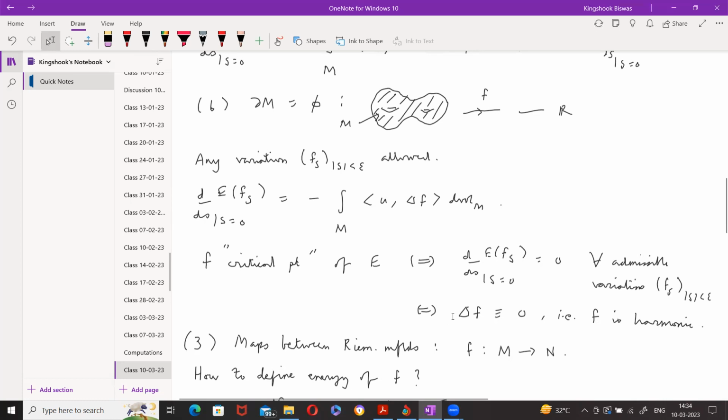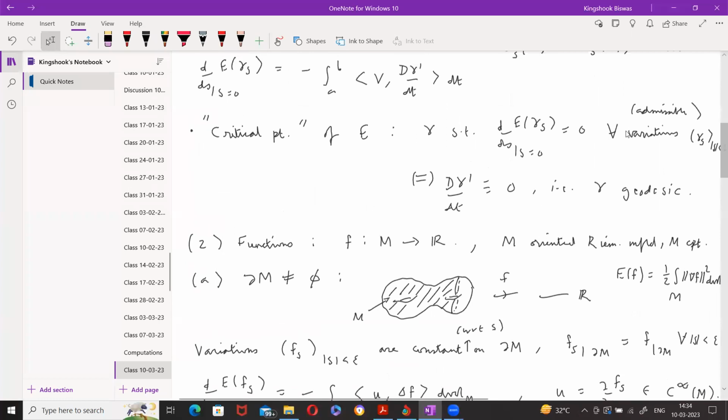And Laplacian is what? It is the trace of the Hessian, right? The Hessian is the second derivative for a map from a Riemannian manifold to R, right? So we're taking the trace of the second derivative equal to 0. That is giving us the critical points of the energy functional. Similarly, for a curve, the tangent space of the domain is one-dimensional. So the trace is just this. It's the one thing you have to be careful about.